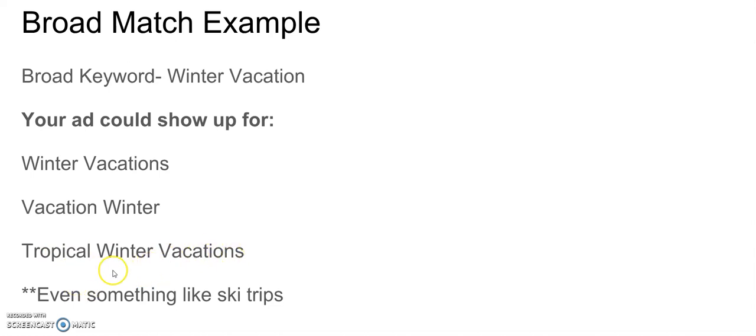So even something like ski trip. Your keyword didn't target the words ski trips, but Bing, in its algorithm, figured the words winter and vacation are close enough of a match to ski trips. So you can see why broad could definitely get you a lot of volume but fewer conversions, because maybe what you're selling or your service isn't going to line up with ski trips. Therefore, you're going to get the volume, but you're not going to get the click-through rate.